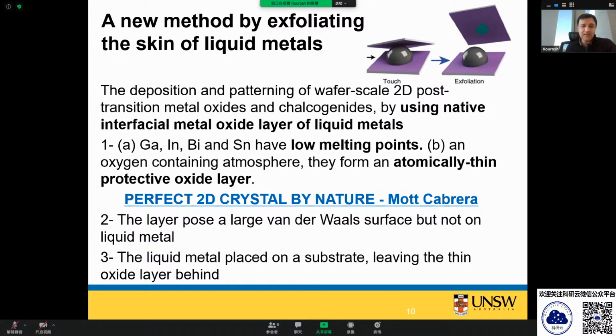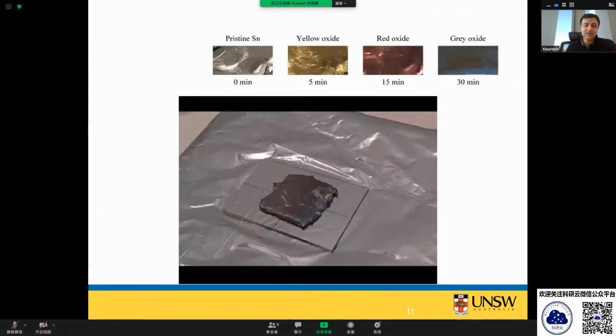So you can melt gallium, indium, bismuth, tin. They have a low melting point. You can easily heat them up and melt them in any lab. And what you can do is bring a substrate next to the surface, and this two-dimensional material, because it doesn't stick to the liquid, sticks to the substrate, and you can harvest it.